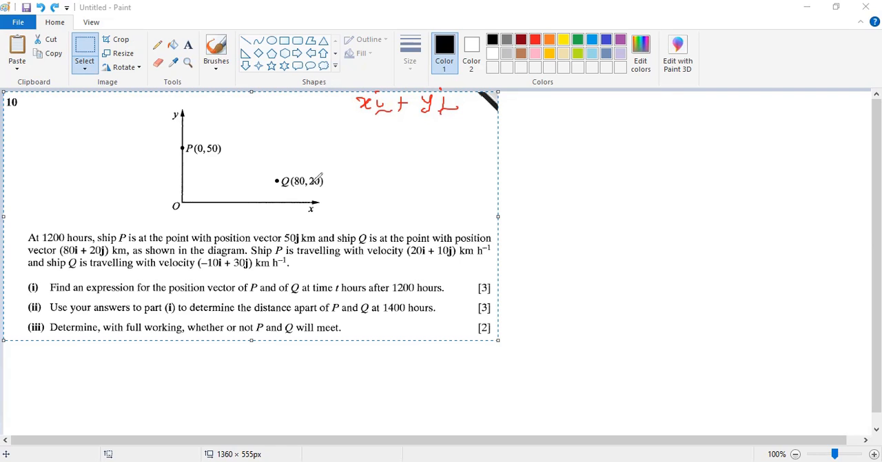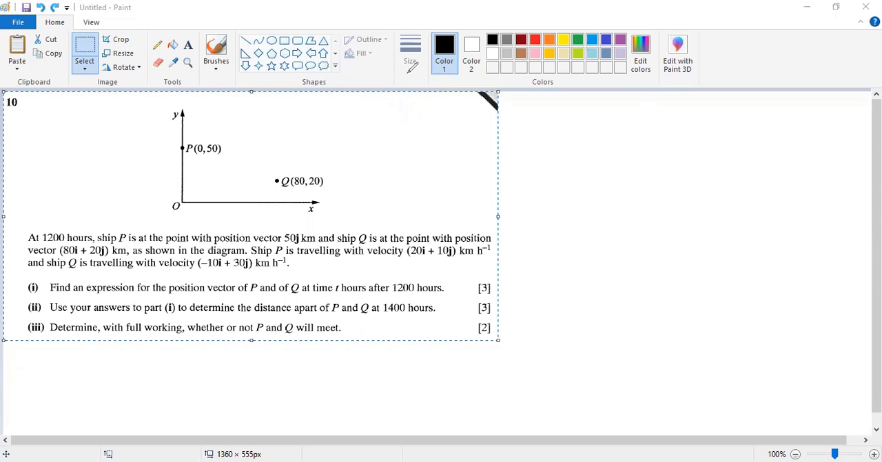So the 80i and 20j means, if I were to signify the coordinate just to show the meaning, this is the x value 80, the y value is 20. Same thing there with the Q. Please take note, this is the meaning of that.